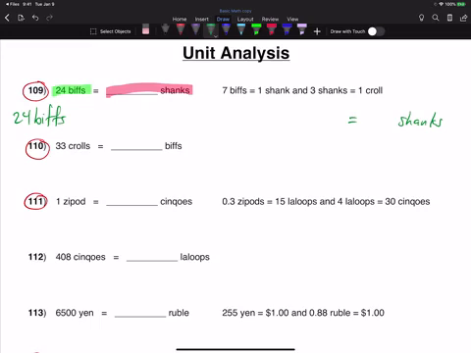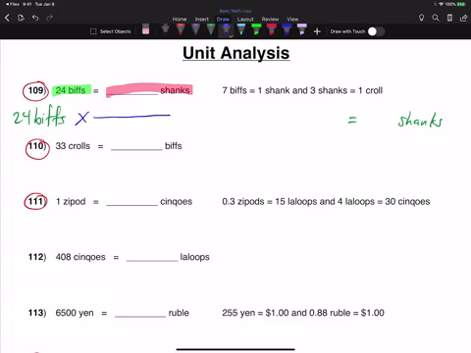So now the script. BIFs equal shanks. Well, of course, BIFs are not equal to shanks. If the units ever fail to match on both sides of the equal sign, you always respond the same way, and that is by multiplying by a fraction, which you can see I've just done in blue. So the BIFs do not appear in the answer. I need to cancel the BIFs, much like I would cancel x in an algebraic expression.